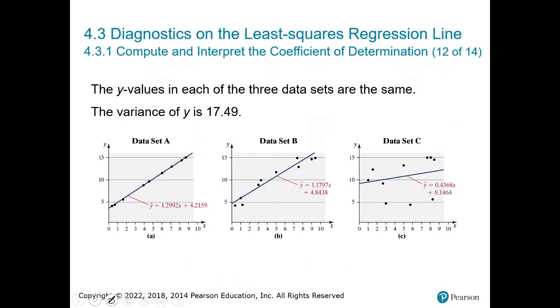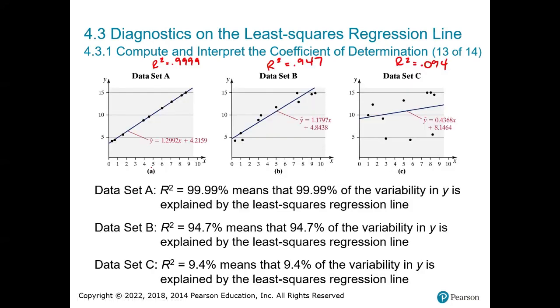Here's how we would explain that for each of these. So in this one, we would say 99.9% of the variability in y is explained by the least squares regression line. So really, this line is about 99.9% accurate in predicting my values.